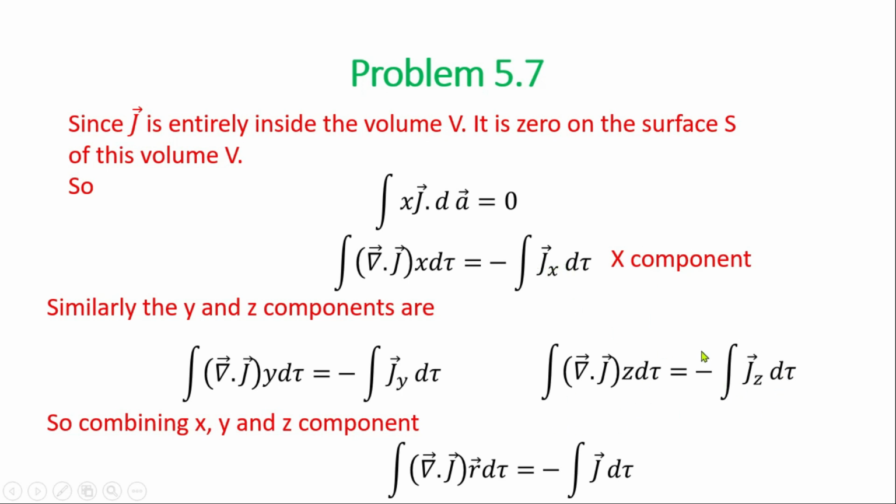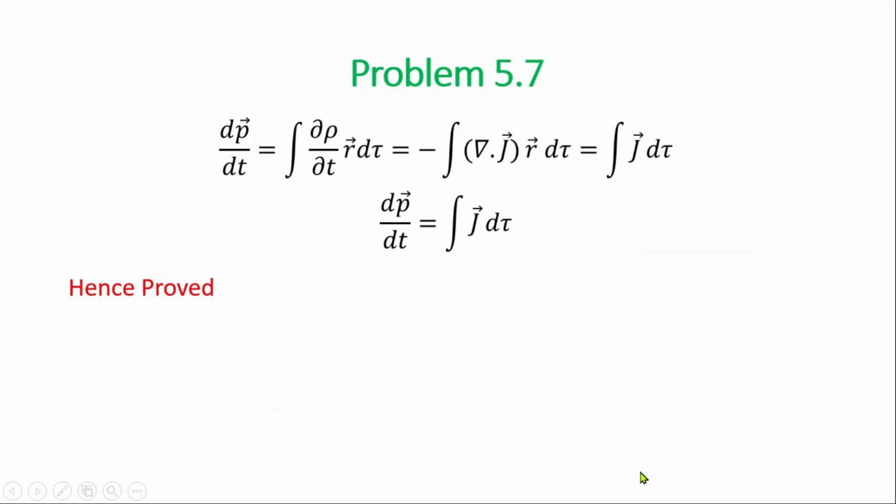Combining all these x, y and z components, instead of jx, jy and jz we get the j vector here. And similarly we get r here, and in this way the integral of the divergence of j r d tau is equal to minus the integral of j d tau.